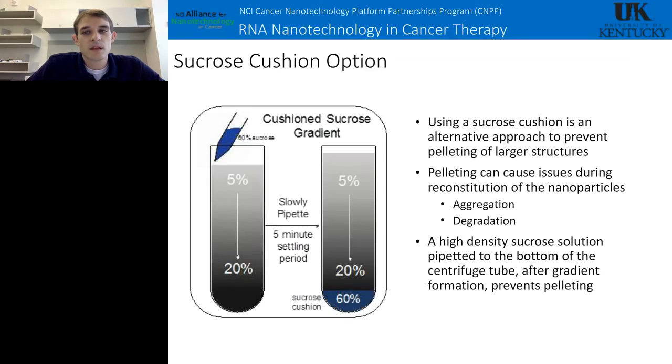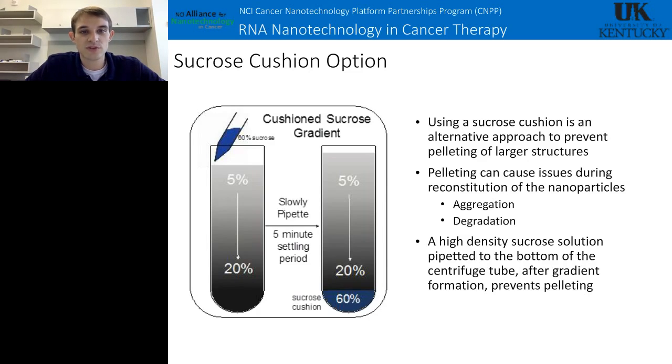So another good option when you're running a sucrose gradient is to use a sucrose cushion. What a sucrose cushion does is that it prevents the pelleting of larger particles that may happen to be more dense than you expect. Pelleting can be bad for nanoparticles because if they get too aggregated, they'll form a pellet, and this can lead to some degradation of your particles.